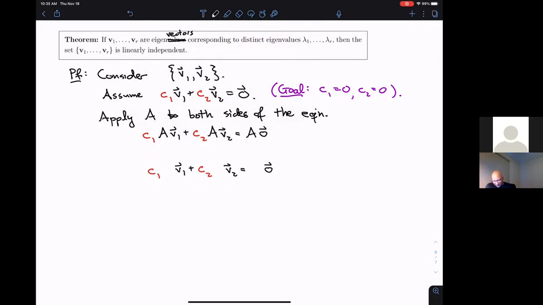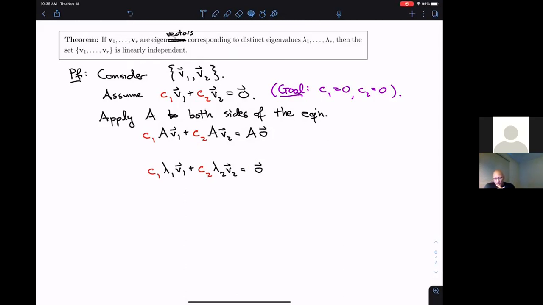On the left-hand side, see A times V1, as I said before, because V1 is an eigenvector, I can simplify that to just lambda1 V1, where lambda1 is the associated eigenvalue. Similarly, A times V2 should just be lambda2 times V2. And on the right-hand side, well, A times the zero vector is just the zero vector.